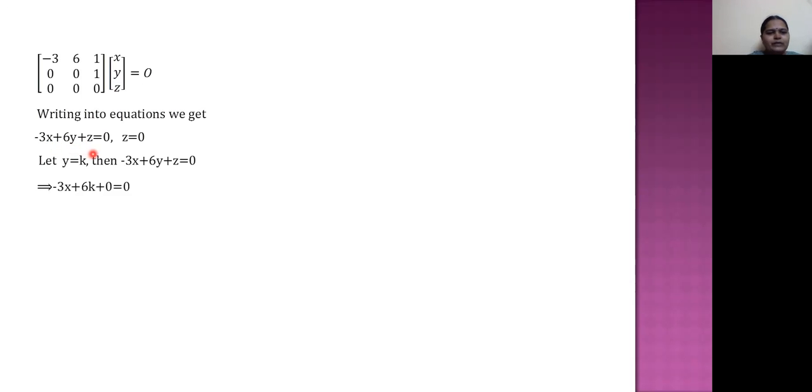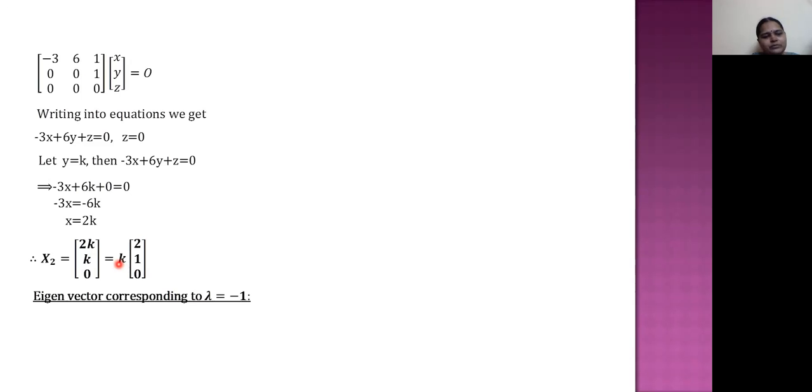Z value 0, y value k. If we substitute here, then we get minus 3x plus 6k equal to 0, so minus 3x equal to minus 6k, and x equal to 2k. Let us substitute all these into x2. Then we have x value 2k, y value k, z value 0. Take out k, then we have 2, 1, 0. And we will consider k equal to 1 when we are going to use x2.